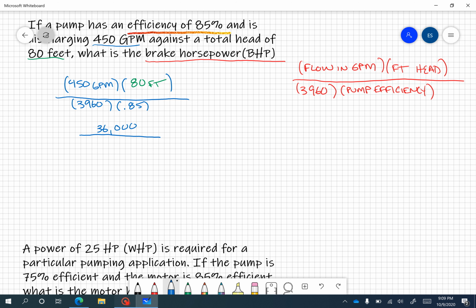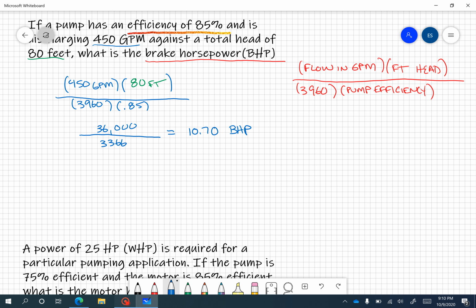Our denominator, 3960 times 0.85 is 3366. So our final calculation, divide 36,000 by 3366, and we get roughly 10.70 brake horsepower.